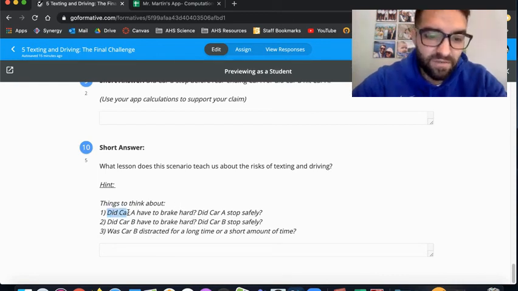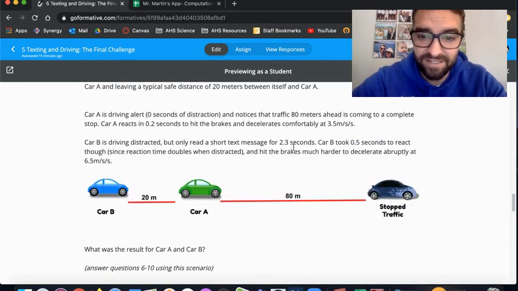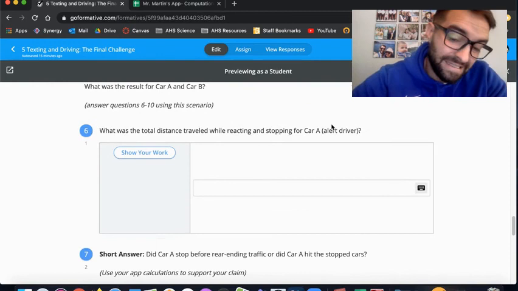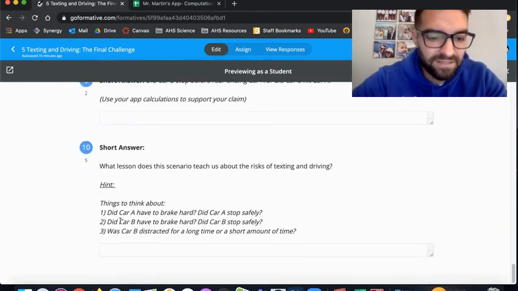So something to consider. Did car A have to brake hard? And did car A stop safely? So again, if I read the scenario, car A did not have to brake hard. It hit the brakes comfortably and decelerated kind of slow. So then, did it accomplish its goal? Did it stop safely? Car B, did car B have to brake hard?